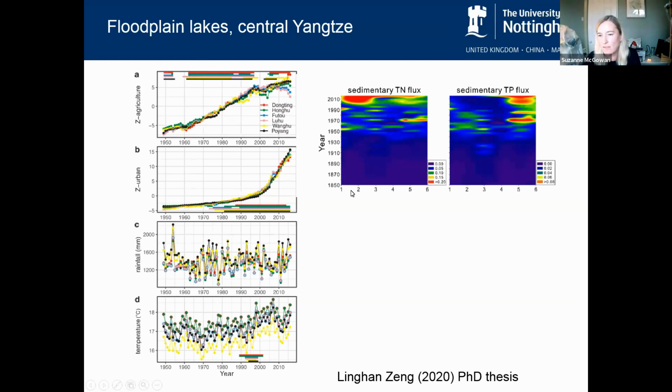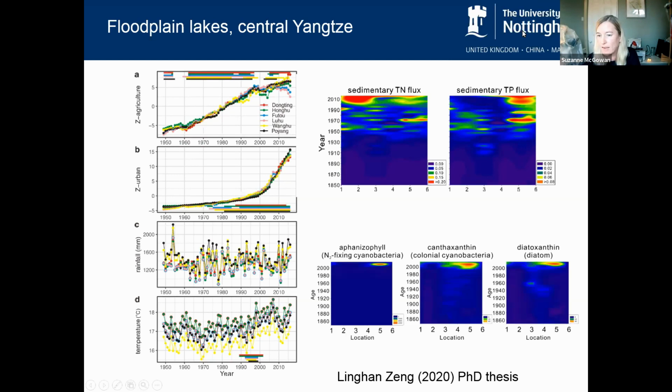This is a heat map. These are the six lakes across the Yangtze, the mid-Yangtze, and we've got heat that defines how much total nitrogen or total phosphorus there is in the sediments. And you can see the fluxes of those nutrients have increased, but we've got predominantly an increase in nitrogen at the upper end of the catchment and more phosphorus at the lower end, where there's a stronger influence of urbanization.